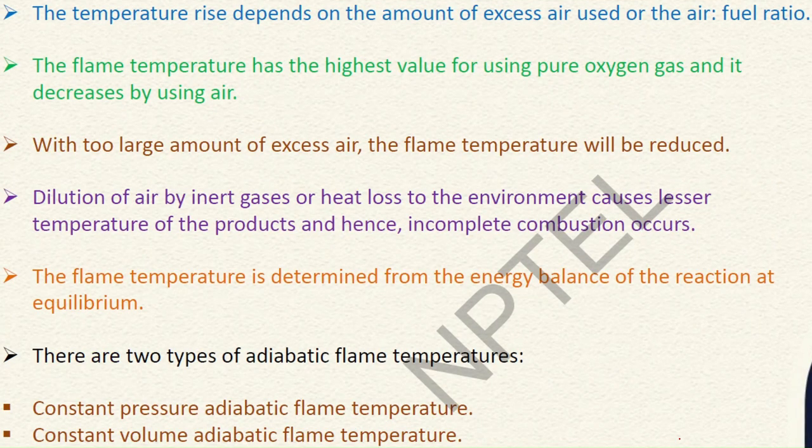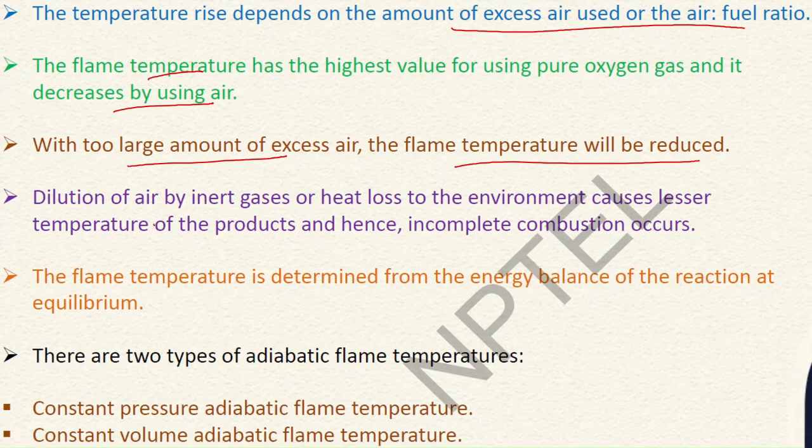The temperature rise depends on the amount of excess air used or the air fuel ratio. The flame temperature has the highest value for pure oxygen gas. If we use pure oxygen gas, the flame temperature will be the highest, and it decreases by using air, simply because air has nitrogen along with oxygen. But if we use too much excess air, then the flame temperature will be reduced. The dilution of air by inert gases or heat loss to the environment may also cause the temperature of the products to reduce, and incomplete combustion may take place.